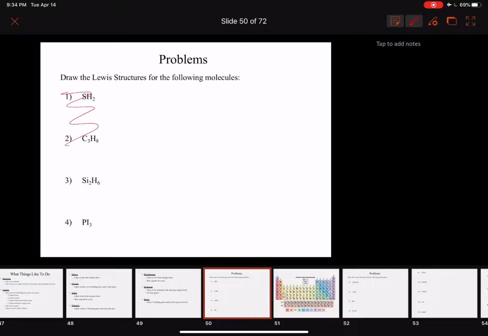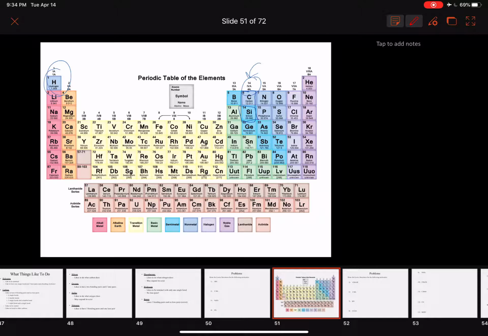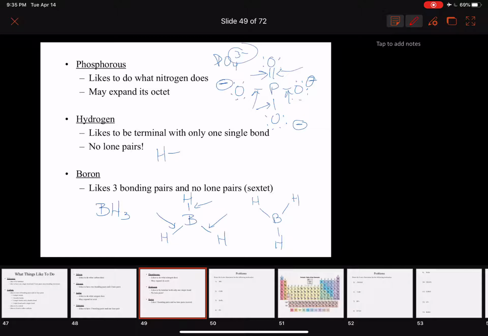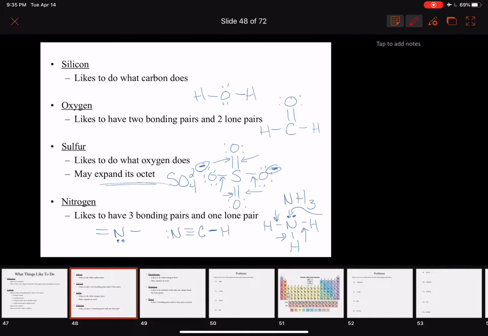Now, phosphorus is going to behave like nitrogen because phosphorus is in the same column as nitrogen. So if we look back to what nitrogen likes to do, we can see that nitrogen likes to have 3 bonding pairs and 1 lone pair. And then we said that phosphorus likes to do what nitrogen does because it's in the same column. So again, 3 bonding pairs and 1 lone pair.